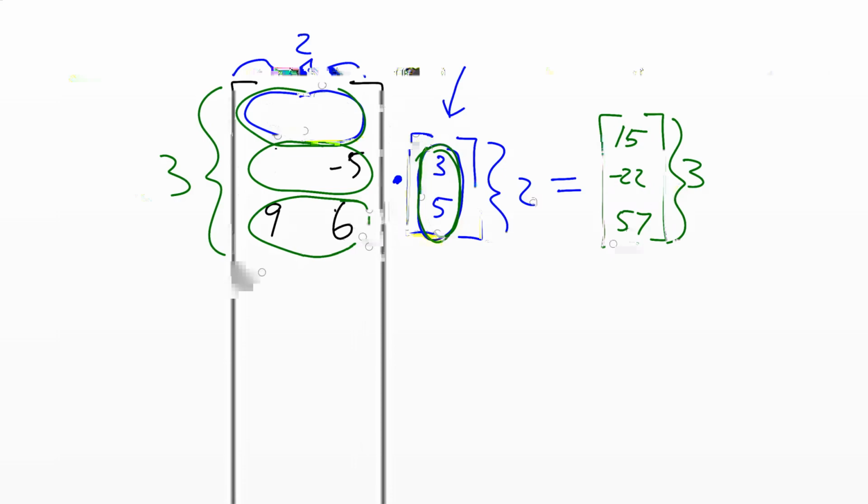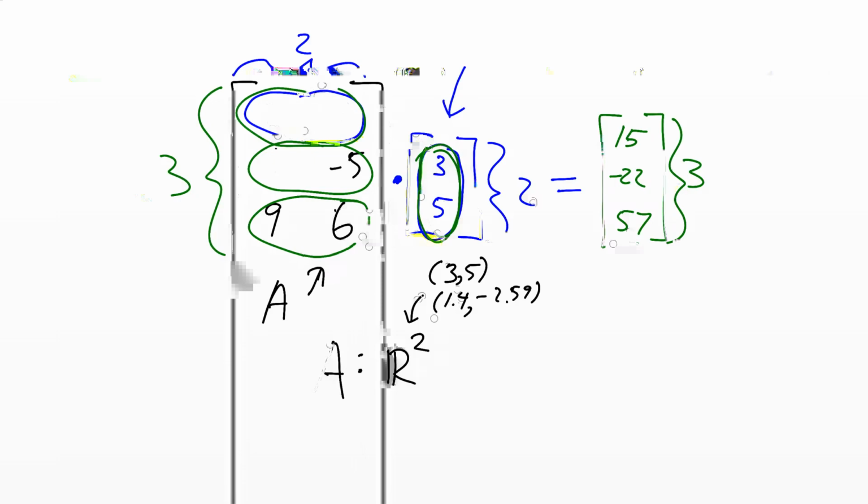So this matrix here, let's call it A. We could view A as a matrix, or we could view it as a function that is taking a vector in R2. Now, if you don't know what that means, that basically means two-dimensional real numbers. So that means ordered pairs of real numbers, like 3, 5 is our example here, or it could be any real number like 1.4, negative 2.59, right? So these don't have to be integers, but any number in R2 means any ordered pair of real numbers.